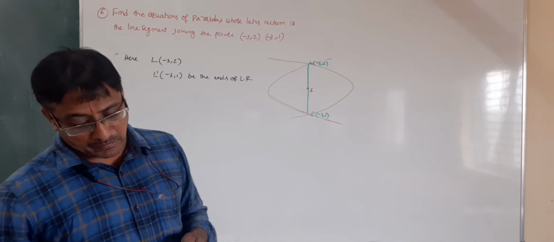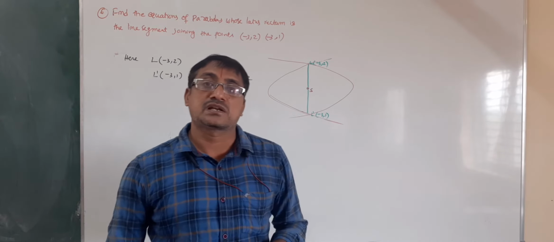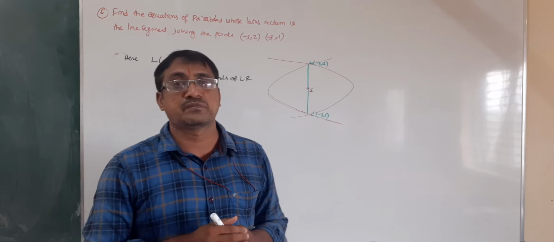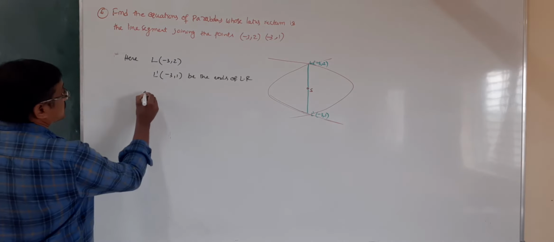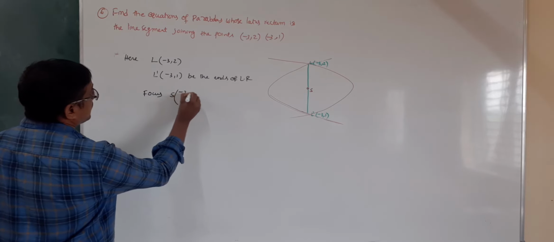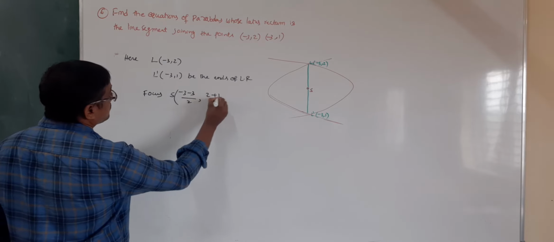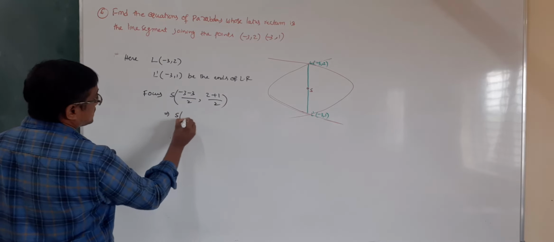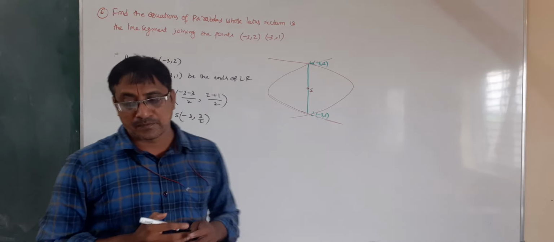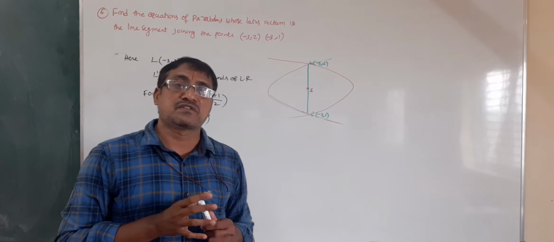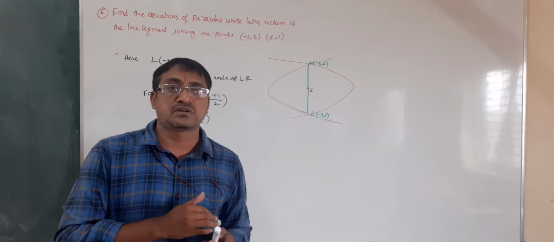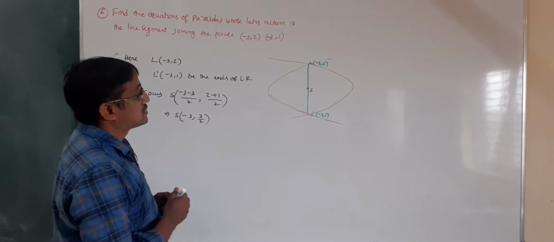Another important point is that the midpoint of the latus rectum, that is the midpoint of L and L', is always going to be the focus. So the focus of the parabola S is (-3, (2+1)/2). So S is (-3, 3/2). This is the focus of the parabola. So you can see two types of curve. One opens towards the positive x-axis and the other opens towards the negative x-axis.